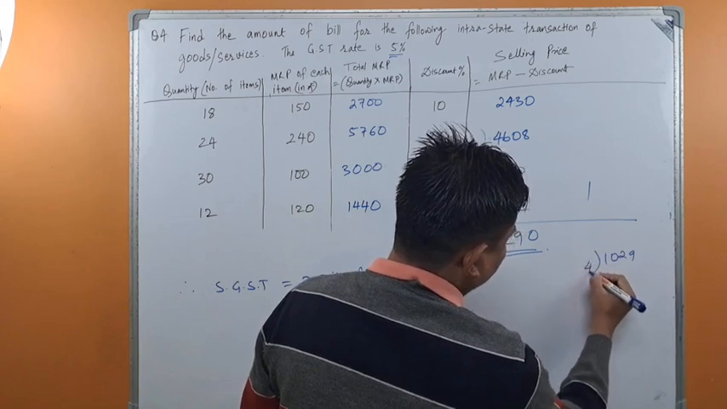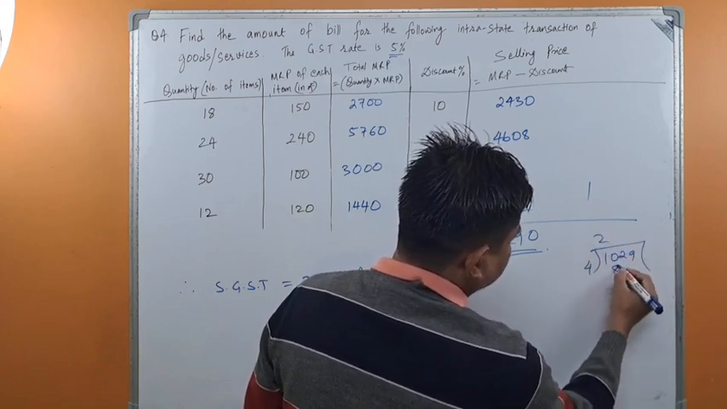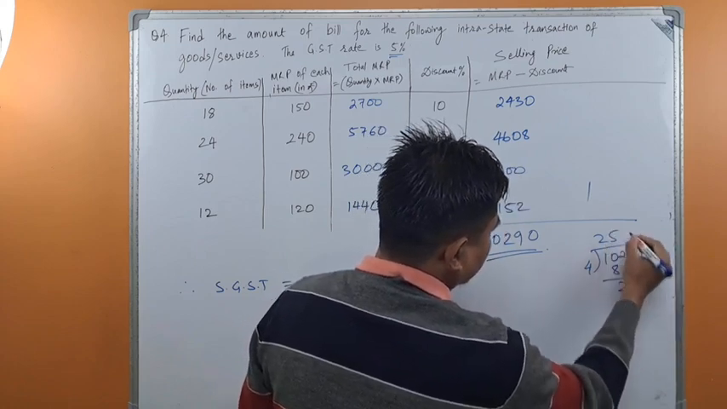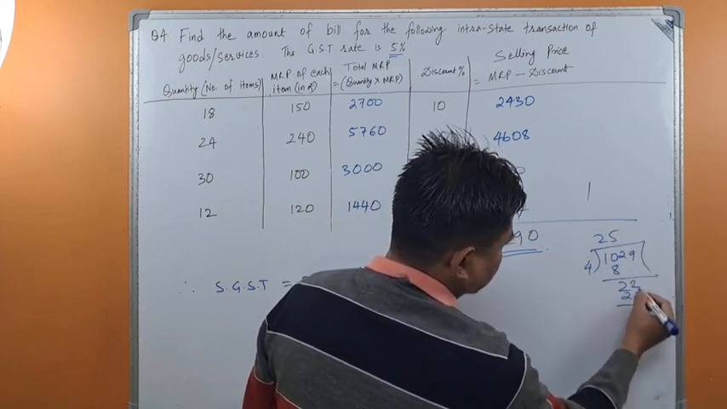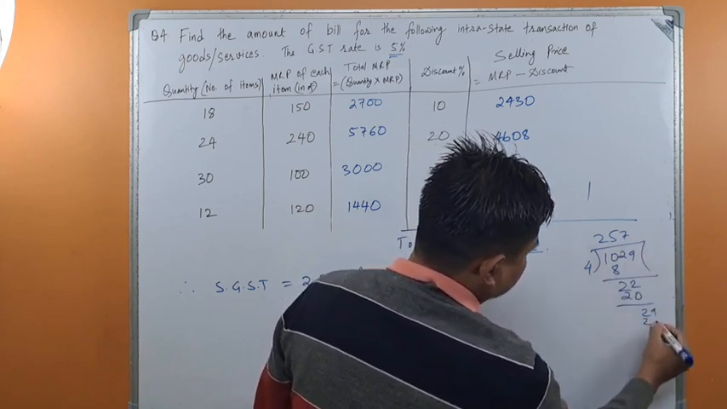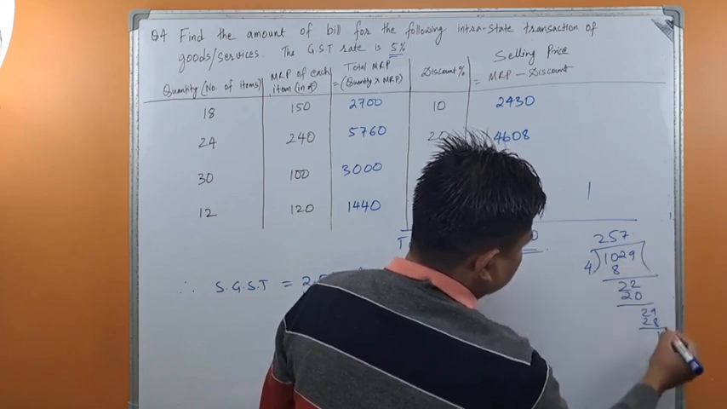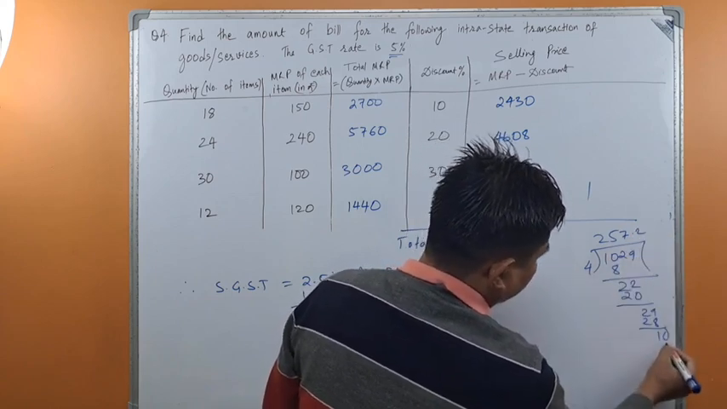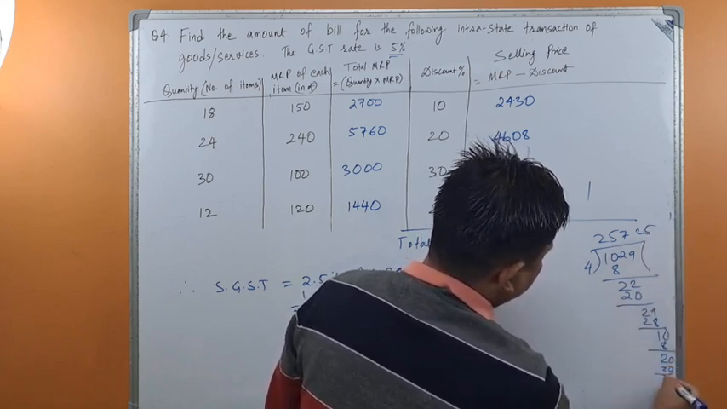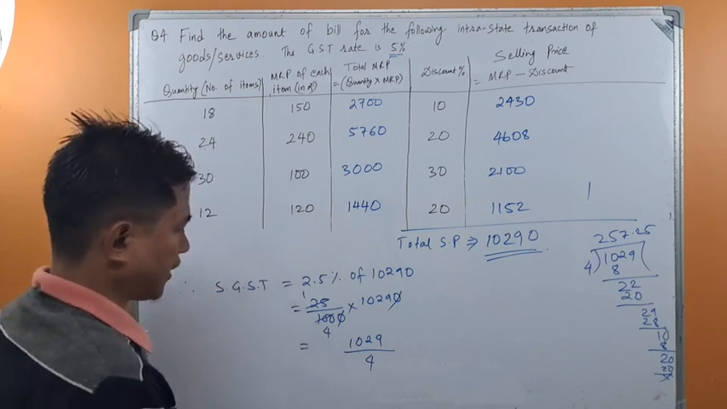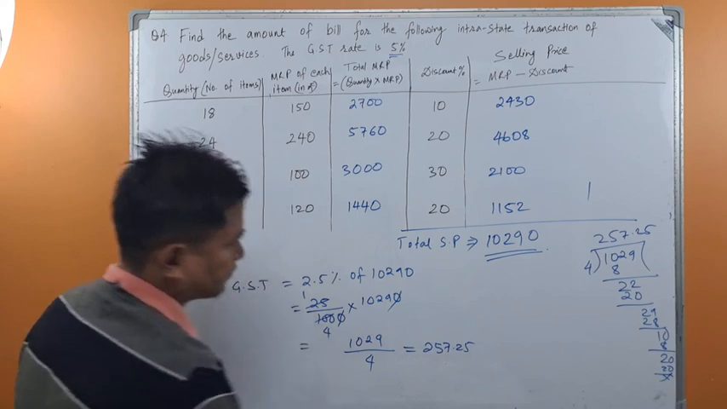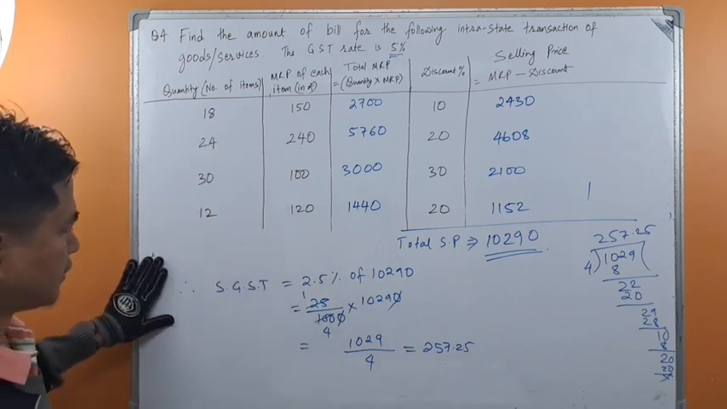1029 divided by 4. 4 2s are 8, 9, 10, 2 in hand. So 4 5s are 20, isn't it? So 2, this 9 comes here. 4 7s are 28, decimal point, 0. 4 2s are 8, 9, 10, 2, 4 5s are 20. Okay, so 257.25. This will give us 257.25. Please take the screenshot. Okay, I'm erasing this.